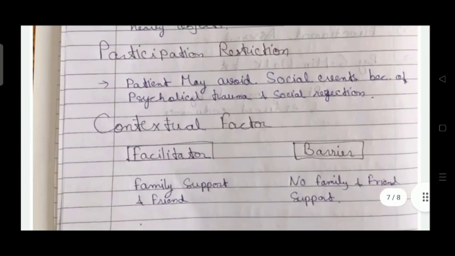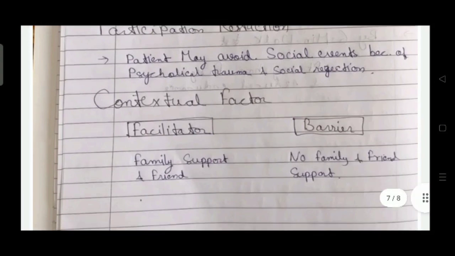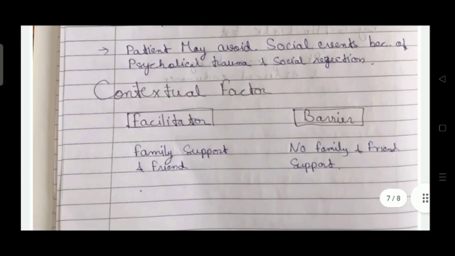Then next is participation restriction. The patient may avoid social events because of psychological trauma and social rejection, mainly social rejection, and she might not feel confident about herself. So that may be a restriction. Other than that, there won't be any other restrictions. In contextual factors, you can write facilitator and barrier, where family support and friends could be a facilitator if they are supportive people nearby, and if she is confident, then it would be helpful for her. But if there is no support, then she might get depressed, so that would be a barrier for her.